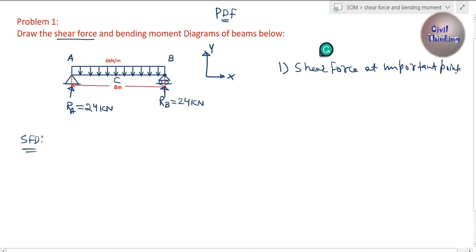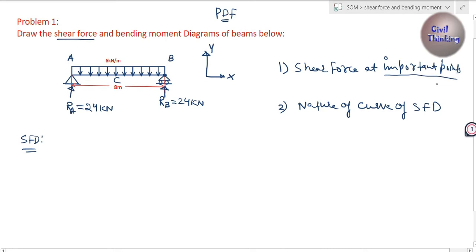Okay, and number two, we are going to find the nature of the curve of the shear force diagram. We will not find shear force at all the points. We are going to find the shear force at some important points. Now the question is, what are important points?